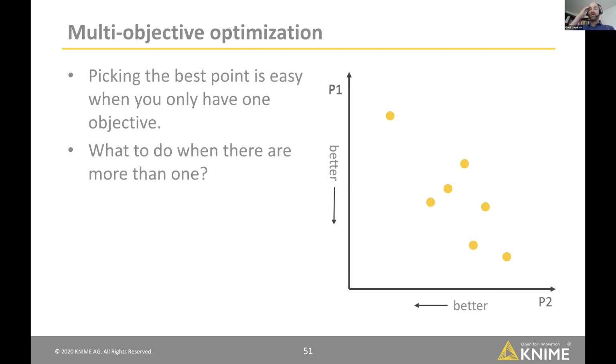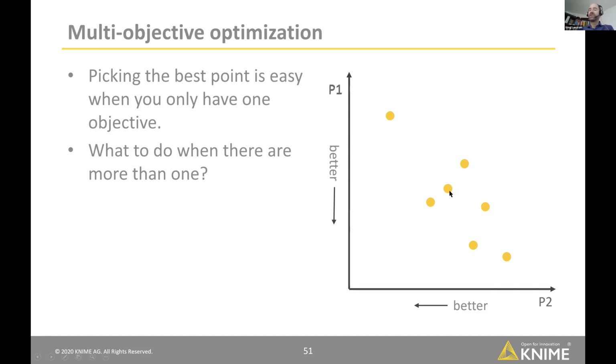So what is the method? We're going to do multi-objective optimization. And what that means is we want to pick a set of best points given that we have multiple objectives or multiple scores for those points.